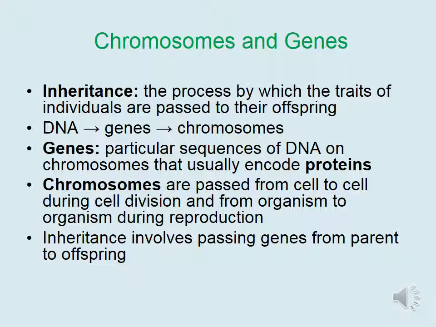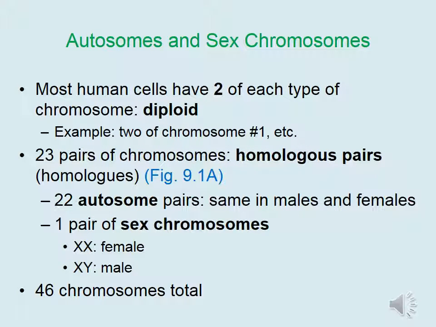These chromosomes are passed from cell to cell during cell division and from organism to organism during reproduction. Inheritance then involves passing genes from parents to offspring. Most human cells aside from the gametes have 2 of each type of chromosome. This makes them diploid. Di as a prefix means 2, which refers to 2 of each type of chromosome. For example, you have 2 of chromosome number 1, 2 of chromosome number 2, etc.